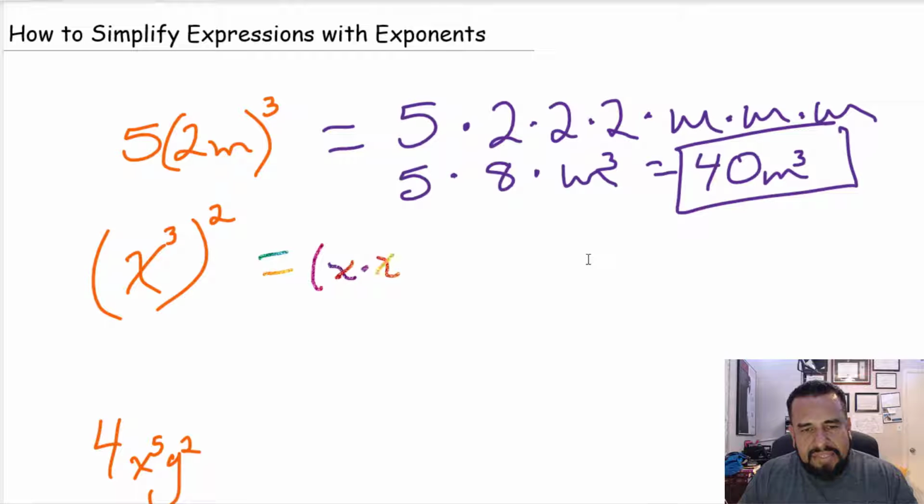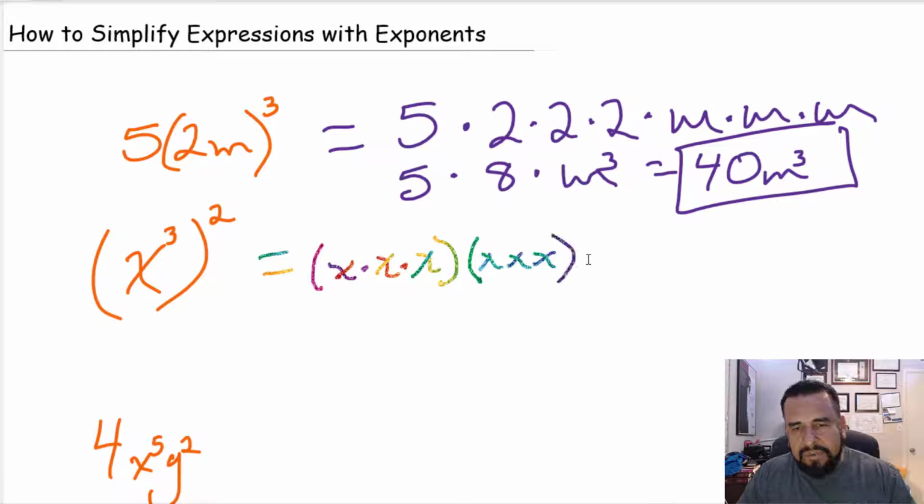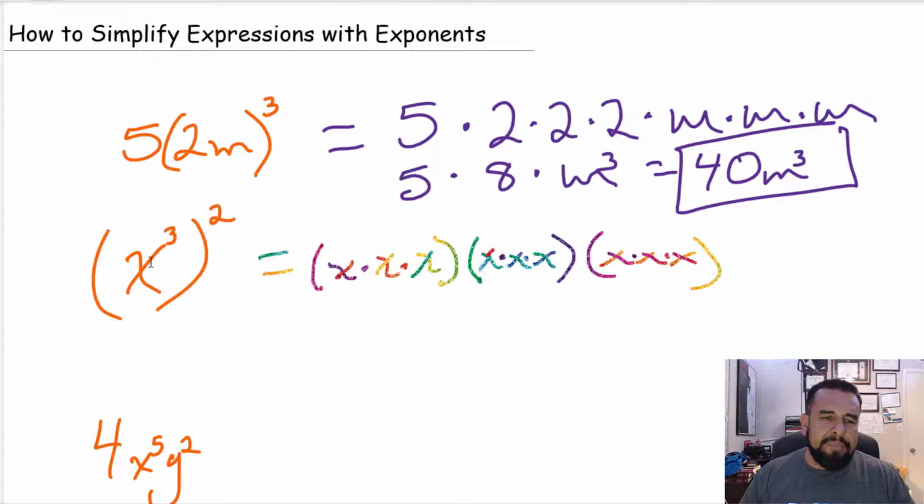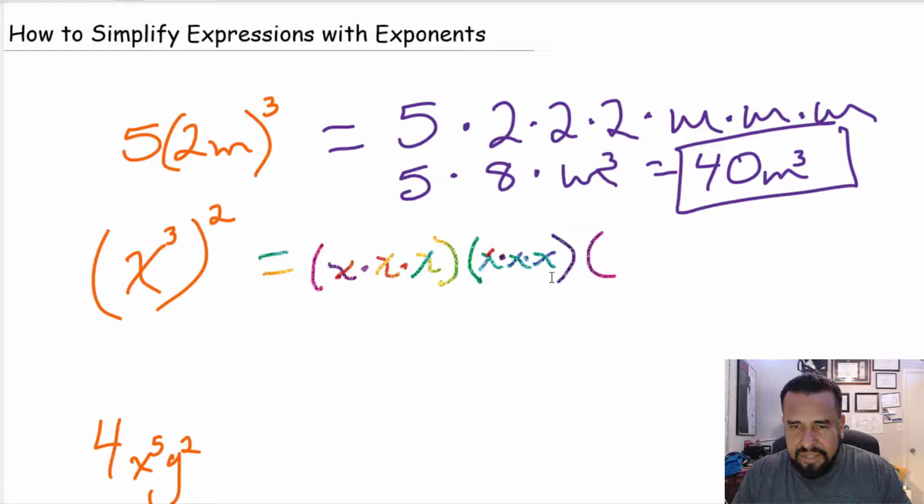X times x times x. That's 1. Times x times x times x. That's 2. Times x times x times x. That's 3. That's what that basically means, is that I have 3 of these groups, right? Excuse me, I messed that up, because it's 2 groups of x to the third. So 2 groups. I went a little too far in creating these x's. So here we go. 2 groups of x to the third.